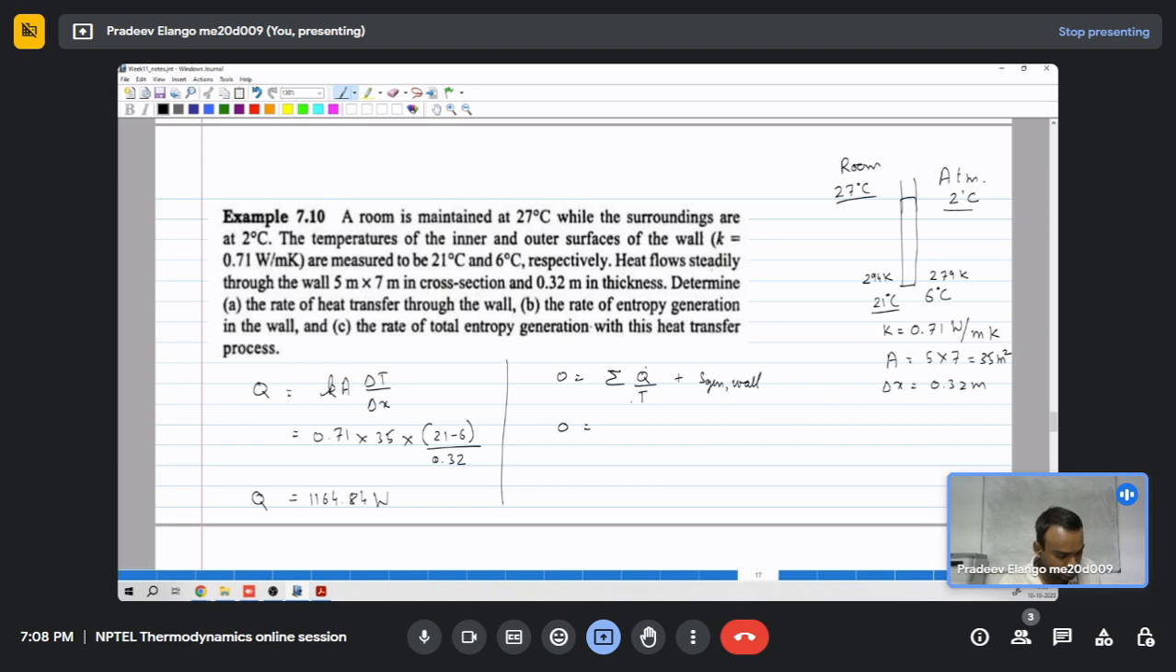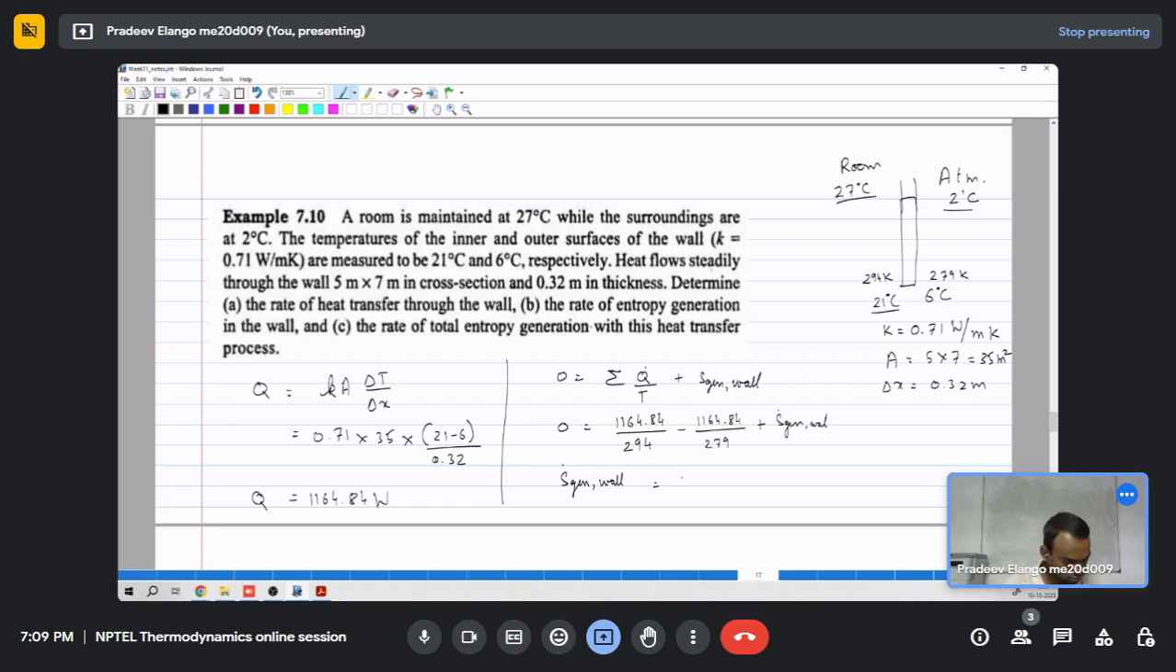So writing the summation of the heat transfer across the wall, we will have the heat transfer by temperature. So this is 1164.84, that is the heat transferred inside the wall, divided by the temperature at which it is transferred, that is 294 Kelvin. Similarly, the heat lost by the wall is again 1164.84, so we have negative for that. So this is 1164.84 divided by the temperature at which it lost heat, 279 Kelvin, plus S gen, the entropy generated by the wall. So now we can write S gen of the wall. This is the rate at which it is generating.